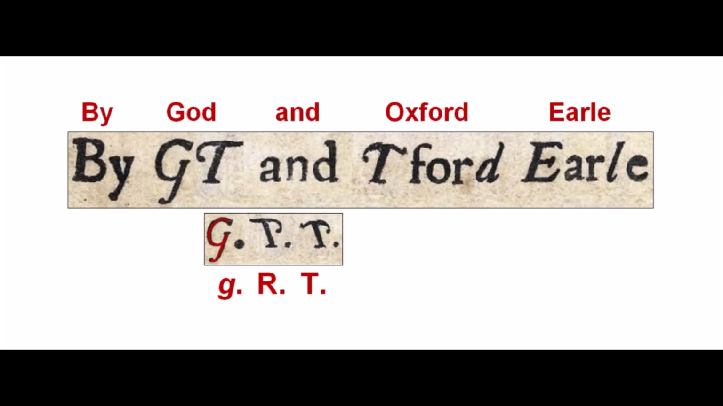Using the shapes of the letters, like the shape of the letter T for ox, and what I just explained about the initials, when everything is worked out, we get the message, by God, the abbreviation GRT, and Oxford Earl, which is the second example of God, Gold Rosy Cross, and de Vere.